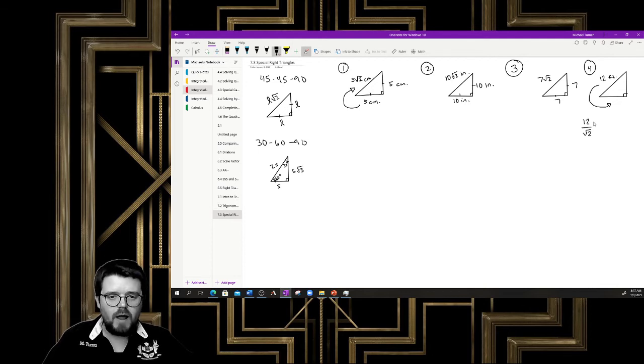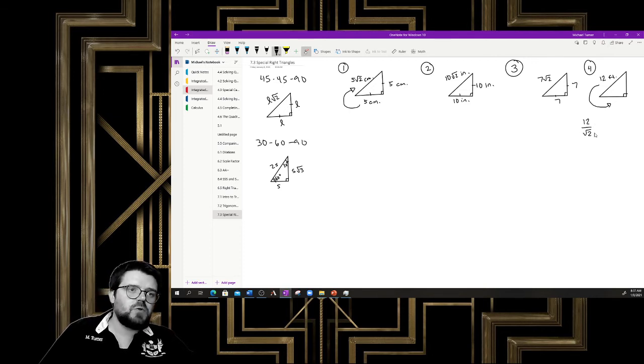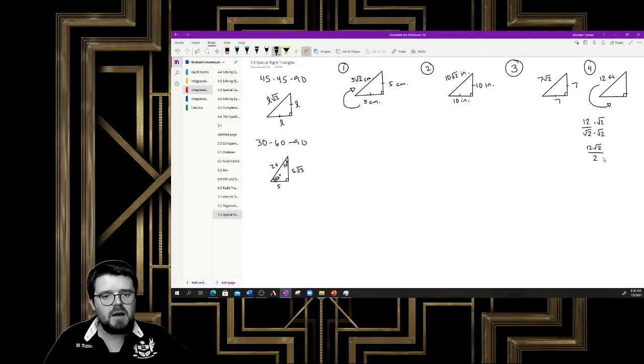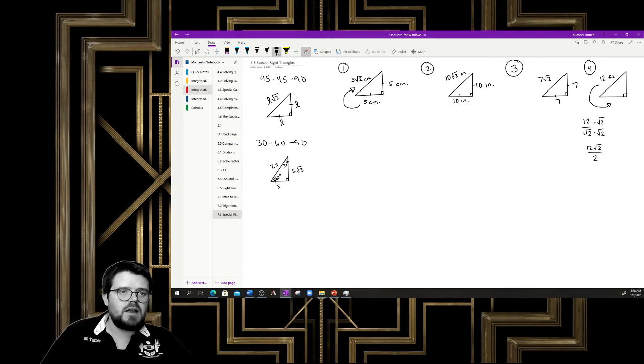And while that's technically correct, remember that simplified radicals, we can't leave a radical in the denominator. So to simplify this, you would multiply the top and bottom by the square root of 2. And we're doing that because the square root of 2 times the square root of 2 is 2. Now I don't have a radical in the denominator. And of course, anytime we can simplify a fraction, we need to. So the 12 and 2 I can divide to give me a final answer of 6 radical 2. And then because this is a 45, 45, 90, this leg would also be 6 radical 2.